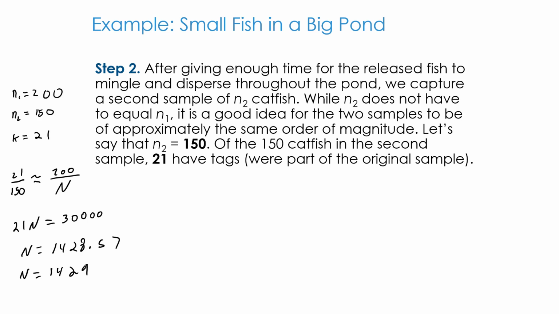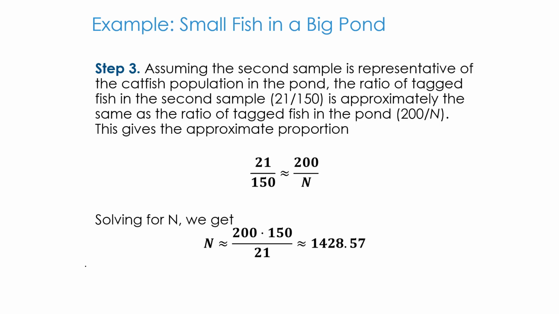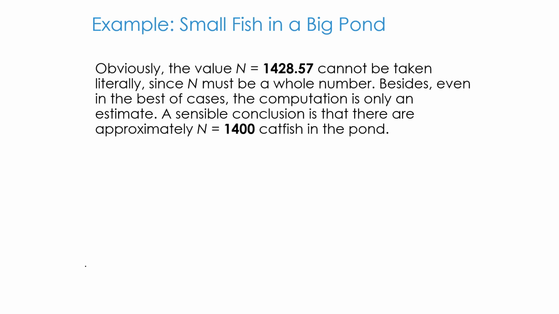And so in section 14.2, assuming the second sample is representative of the catfish population in the pond, the ratio of tagged fish in the second sample is approximately the same as the ratio of the tagged fish in the pond, 200 to n. Surveys and sampling give you a better way to analyze the numbers. This gives the practical alternative to a census. Collecting data from the entire population is to collect data only from some members of the population and use that data to make inferences about the entire population.